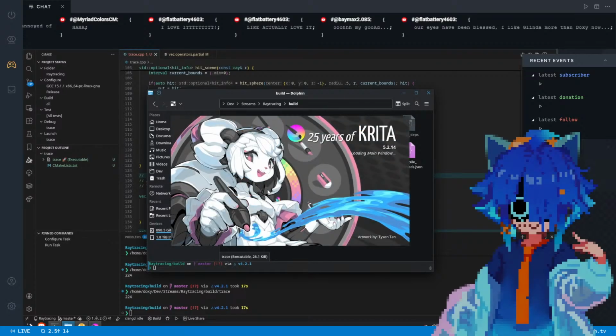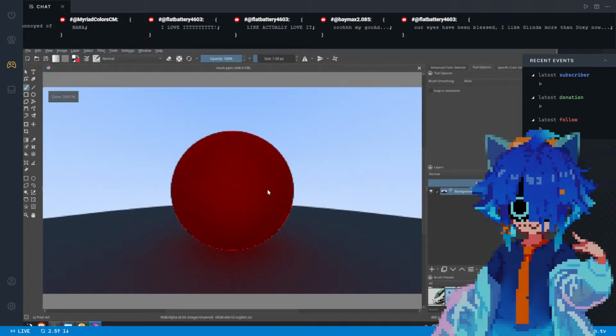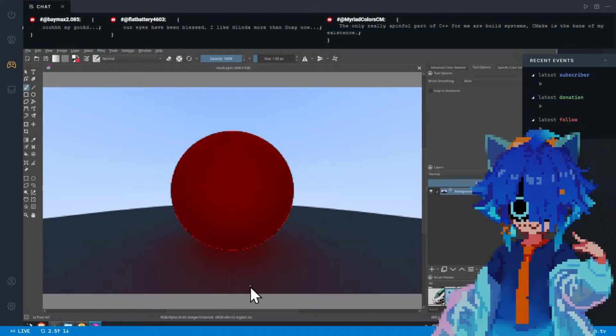There we go. So now it looks like the sphere is emitting a little bit of light. We can see the light glowing around it.